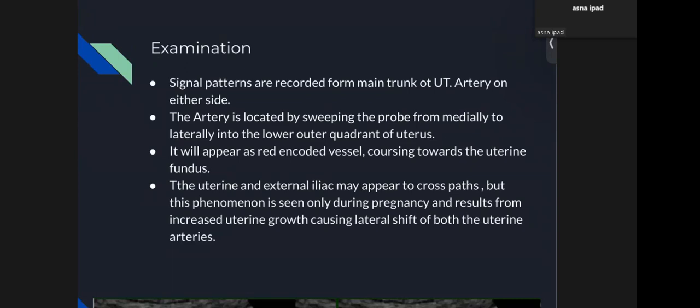Signal patterns are recorded from the main trunk of the uterine artery on either side. The artery is located by sweeping the probe from medial to lateral into the lower outer quadrant of the uterus. It will appear as a red-encoded vessel coursing towards the uterine fundus. The uterine and external iliac arteries may appear to cross paths, but this phenomenon is seen only during pregnancy and results from increased uterine growth, causing lateral shift of both uterine arteries.